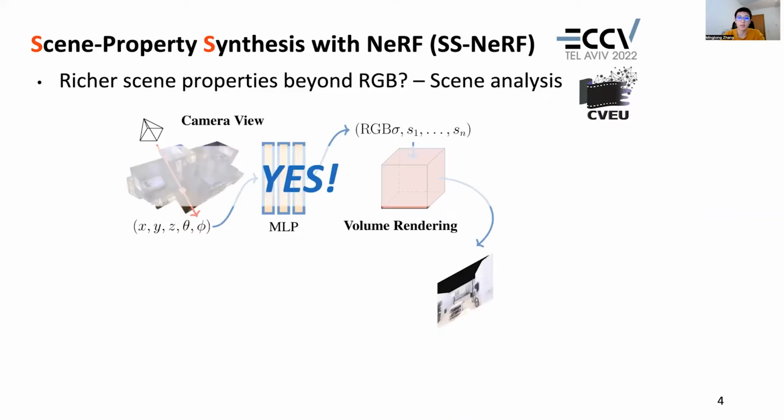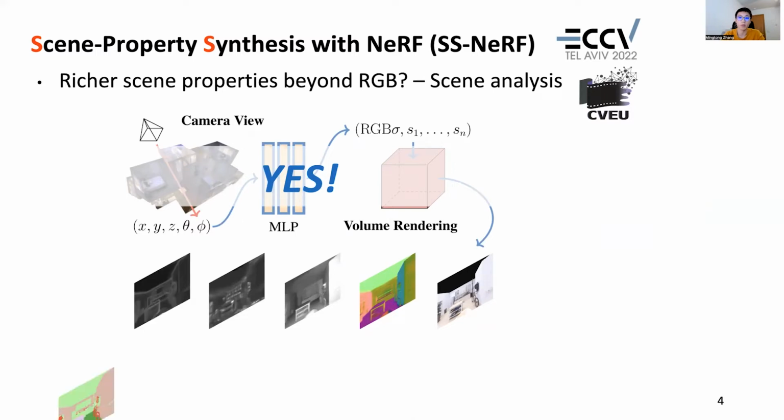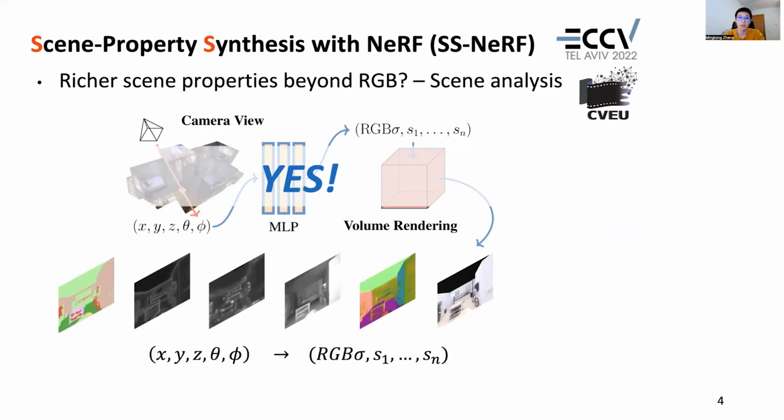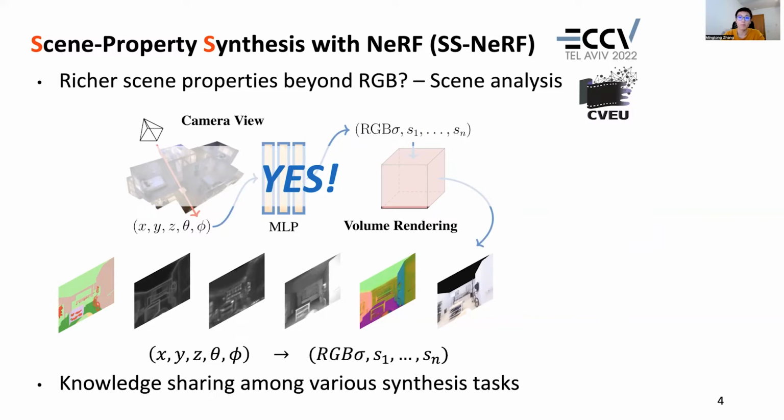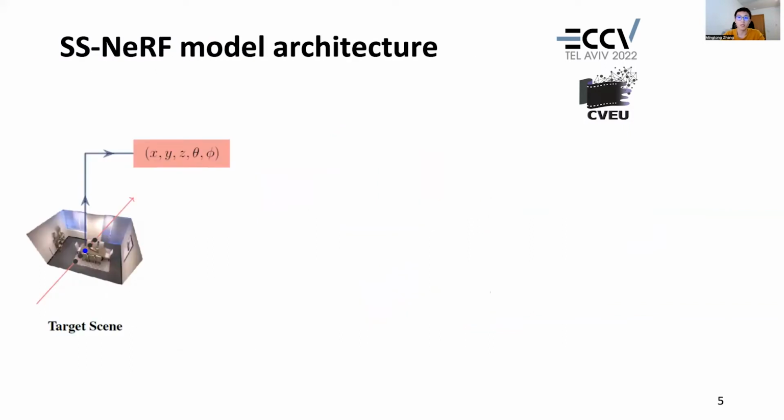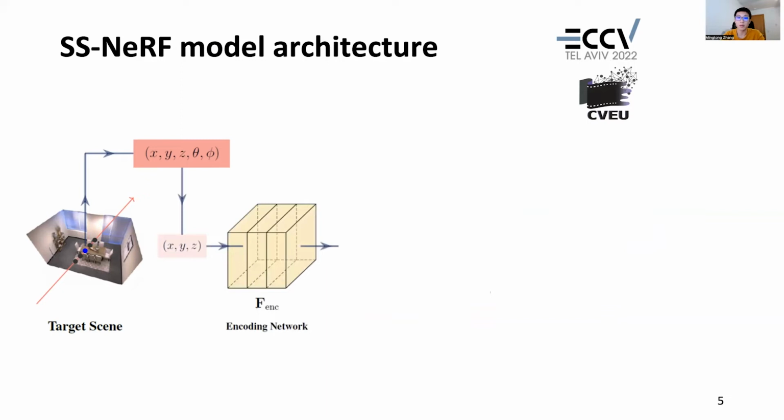The answer is yes. We developed a NeRF-style model that is able to render not only photorealistic images, but also various accurate scene properties. By sharing knowledge among these synthesized tasks, our framework better bridges generative learning and discriminative learning. Our model takes the 5D vector as input and learns a mapping to various scene properties. Specifically, we adopt a shared positional encoding network to build feature embeddings for the 3D spatial locations. The encoder shares knowledge through the implicit representation across different properties.